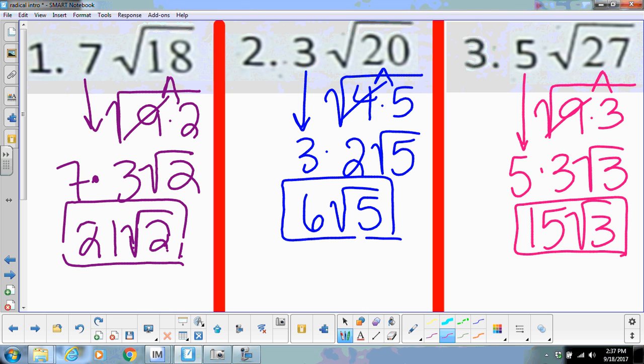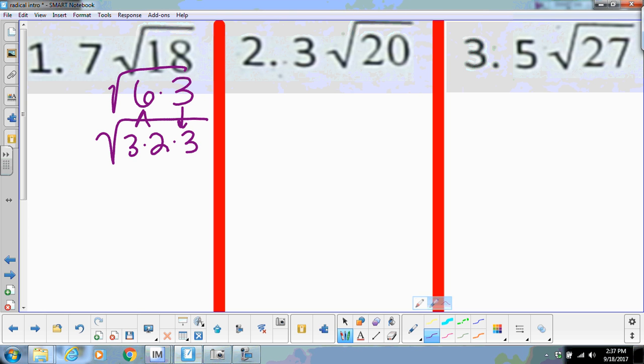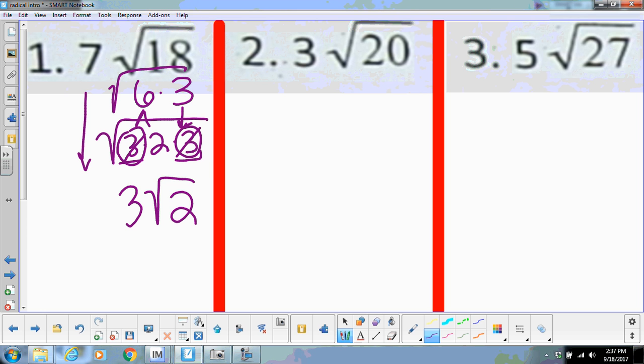I'm going to clear my board now, and I'm going to show you just using a factor tree the same way that you would do these problems. Okay, so for 18, you might have chosen 6 and 3. Well, you'll break 6 down again into 3 and 2, and bring down your 3. Okay, this is all still under the radical. Okay, you have a pair of 3's here, so that 3 would come out, that 2 would stay in, and you'd still bring down your 7.